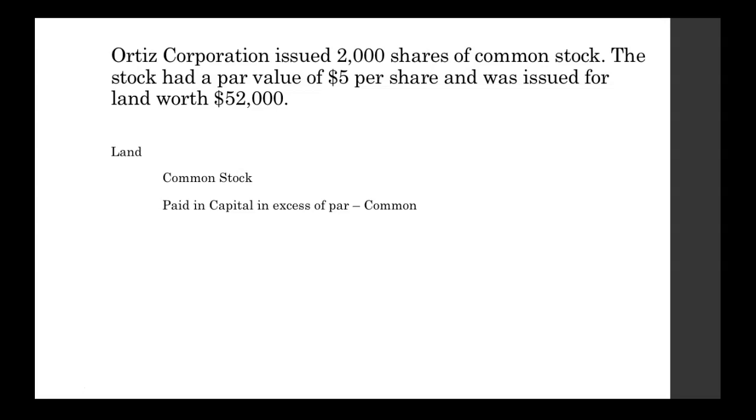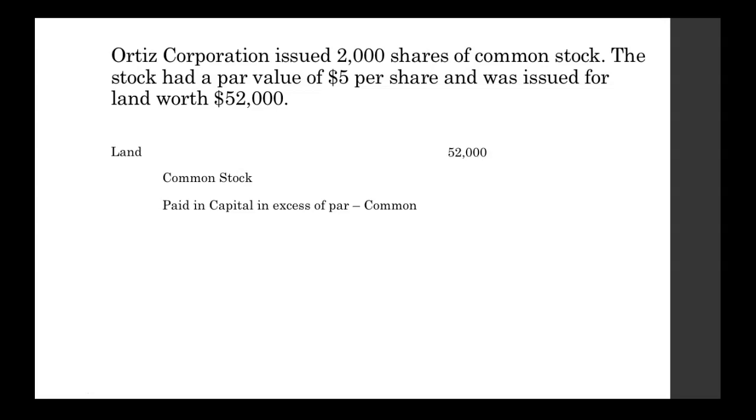So let's figure out the numbers. Land, how much land are we getting? Well, we're told up in the problem that the land that we're getting is worth $52,000. So we'll debit our land $52,000.